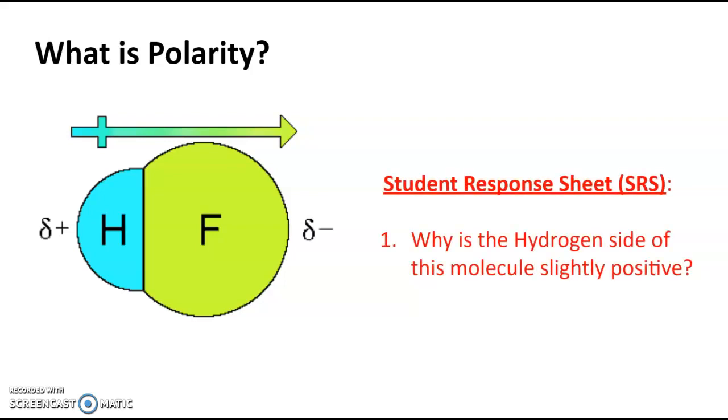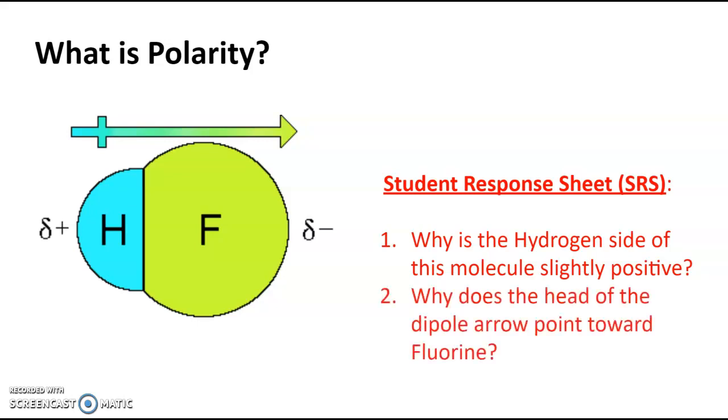So, why is the hydrogen side of this molecule slightly positive? Why does the head of the arrow point towards fluorine? And that's it. So pause this video, answer these to the best of your ability, and then if you want to supplement your answer, you can.